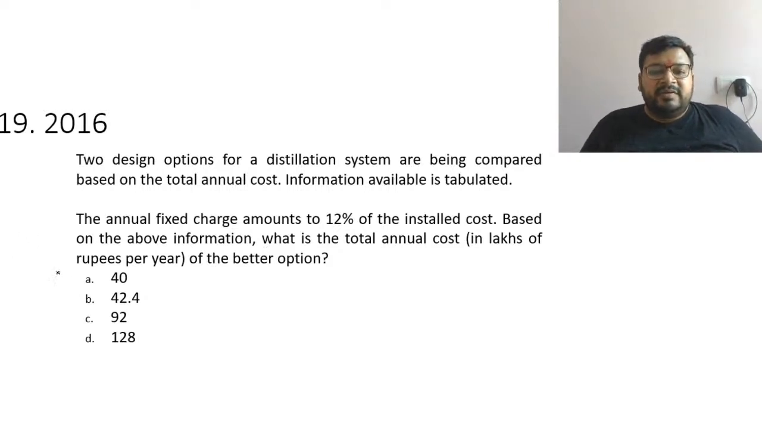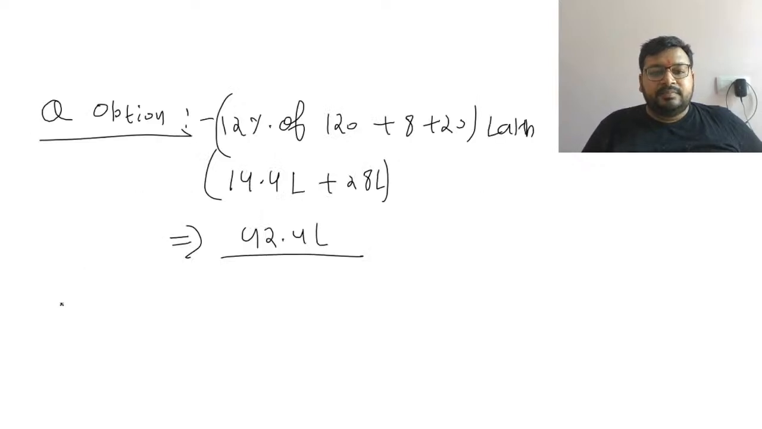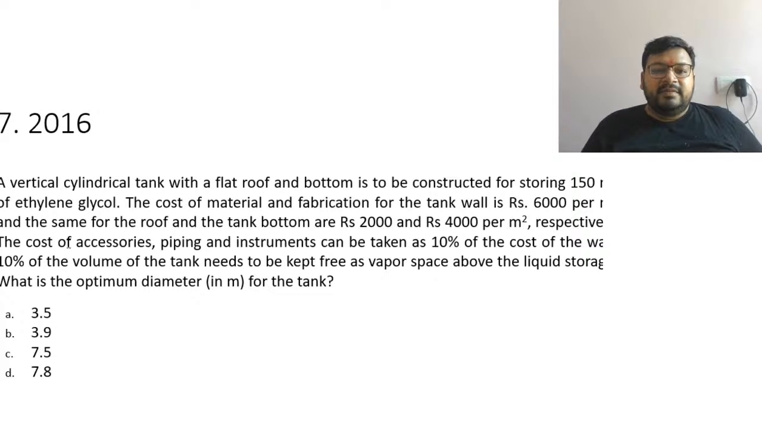And if P is better, what is the correct option? Correct option is A. So what is the correct option? Answer is A. 40 lakh is the total cost of the better option. Moving forward, guys, next question.